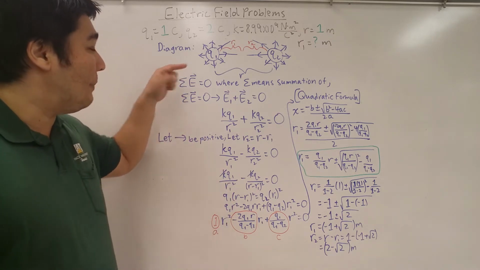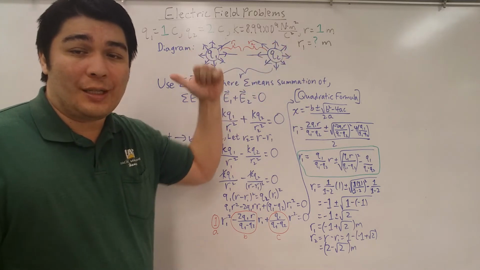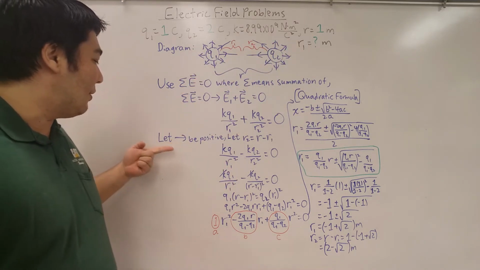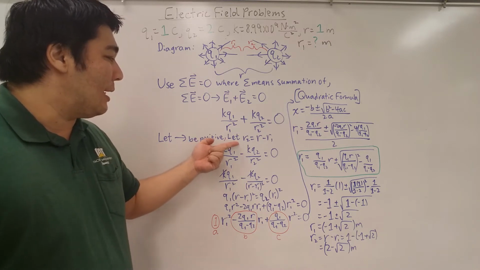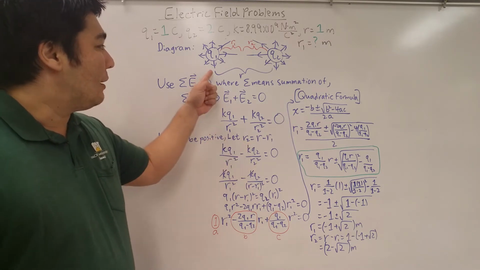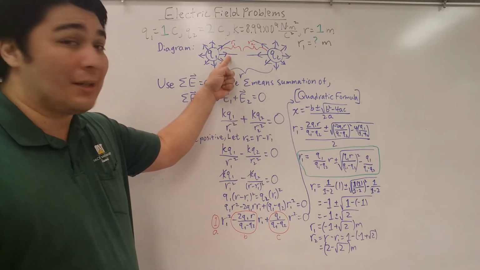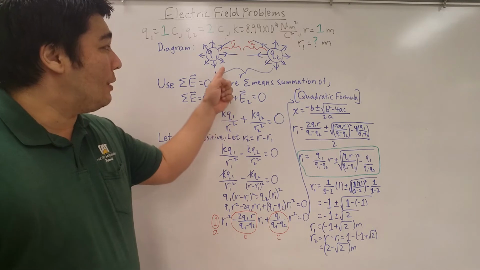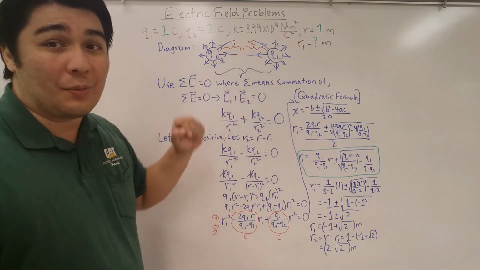So I'm going to define that to the right is positive, to the left is negative. So that's why I have this arrow here. So let to the right being positive, and now I'm going to also say let R2 equal this total distance R minus this distance R1. Okay, so hopefully you can see if I have this R minus R1, I've got R2.